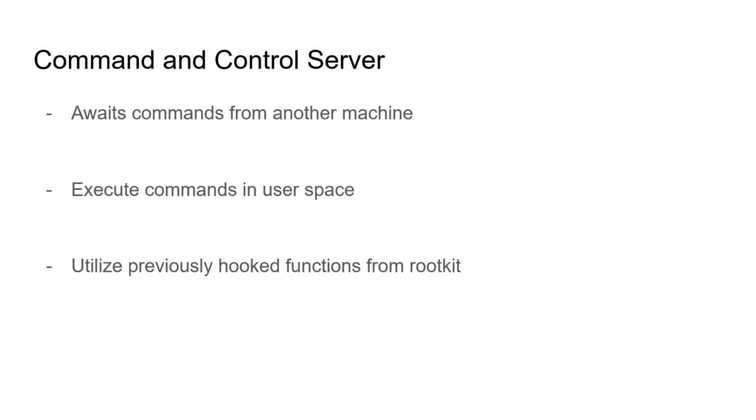The command and control server sets up a socket and waits for connectivity. This is where a malicious actor can then send commands from a client and use user space commands and gain root level access. A malicious actor does this through using the previously hooked functions in the rootkit to take advantage of the kernel space.